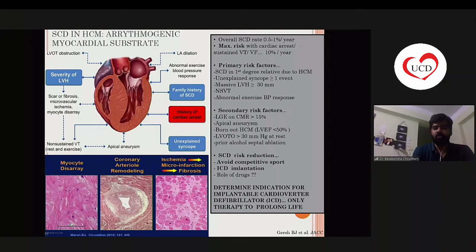So avoiding competitive sport and ICD implantation when appropriate form the mainstay of preventing SCD. And ICD implantation is the only therapy to show cardiac mortality benefit in HCM patients. Next slide.